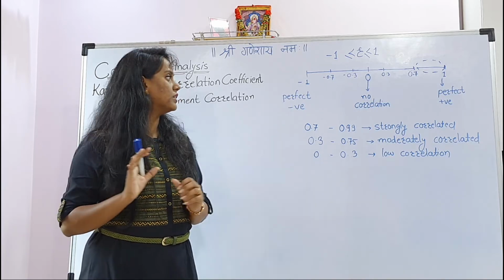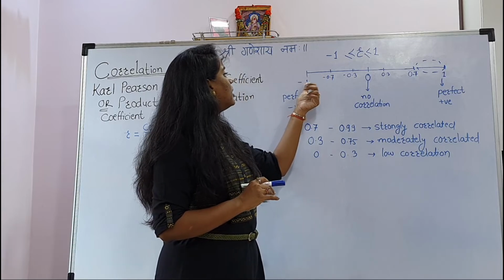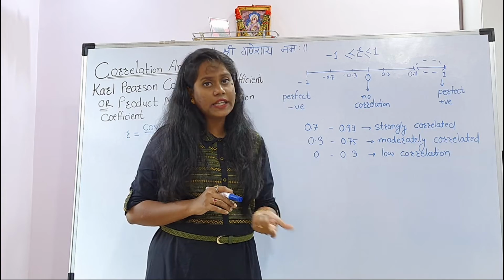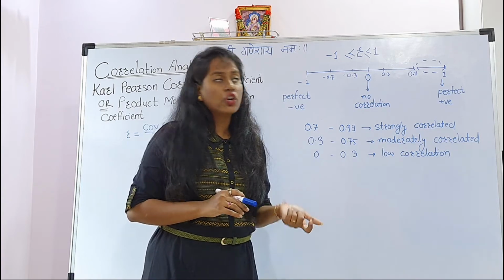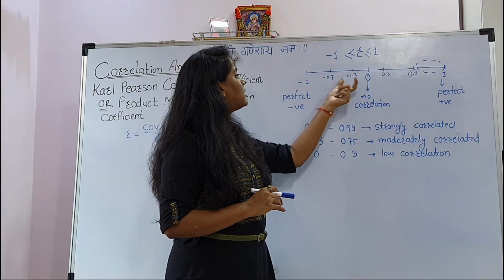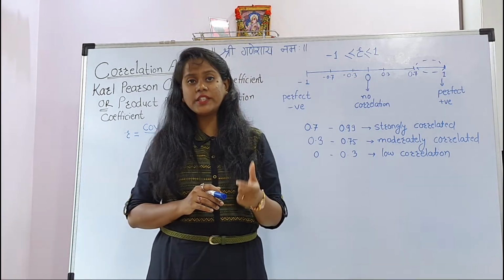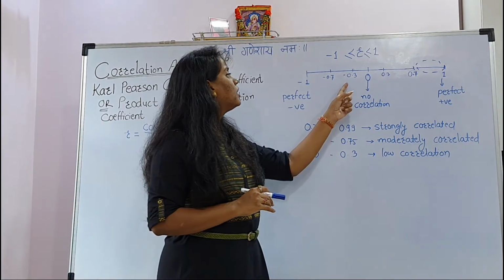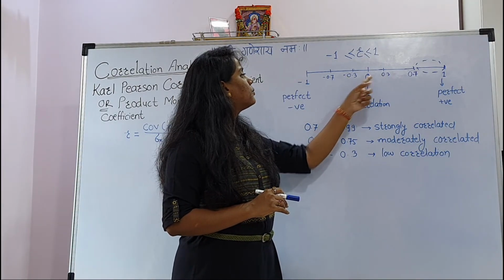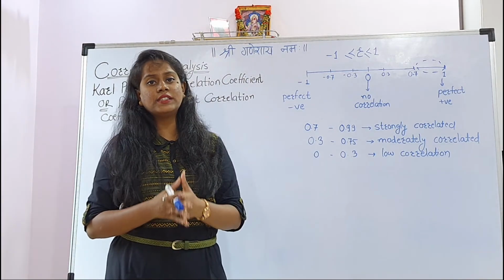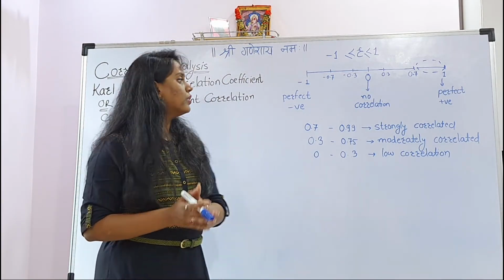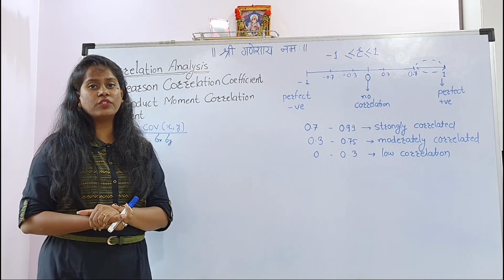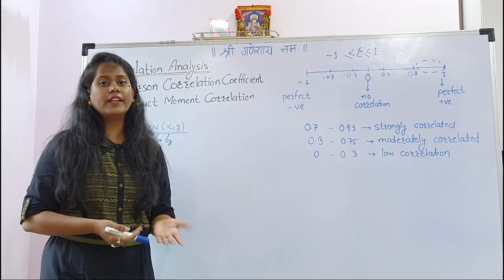Similarly, here as well, if the value lies between -1 and -0.7, there is a negative correlation, but it is strong. If the value lies between -0.7 and -0.3, it is a negative correlation, but a moderate one. Whereas if the value is between -0.3 and 0, it is a weak correlation. Now, examples of how to calculate Karl Pearson's correlation coefficient, we will see in the next video lecture.